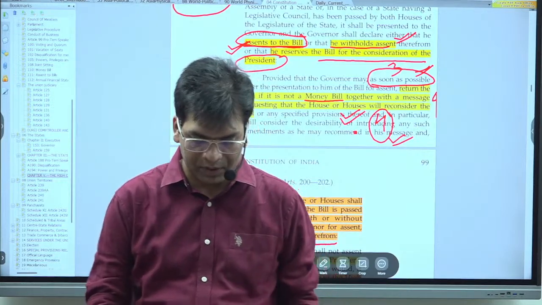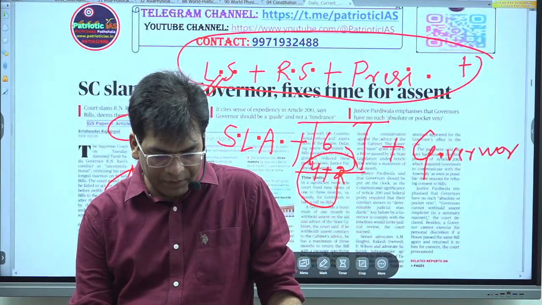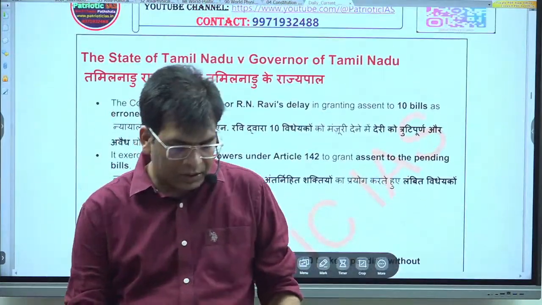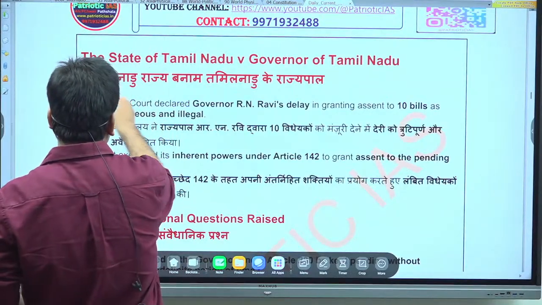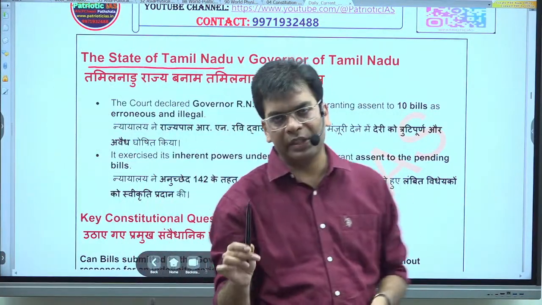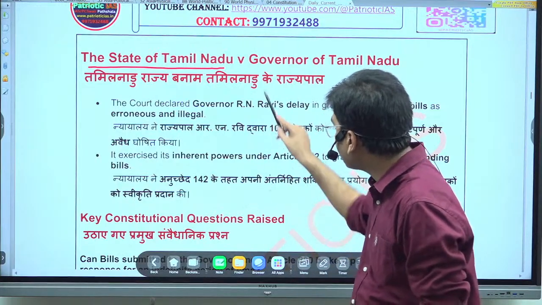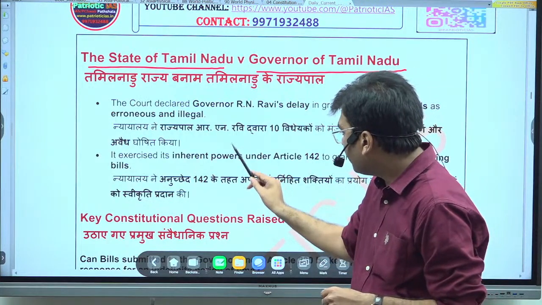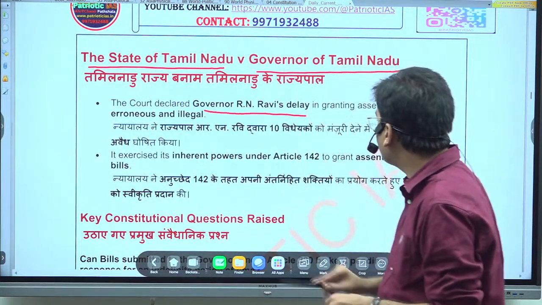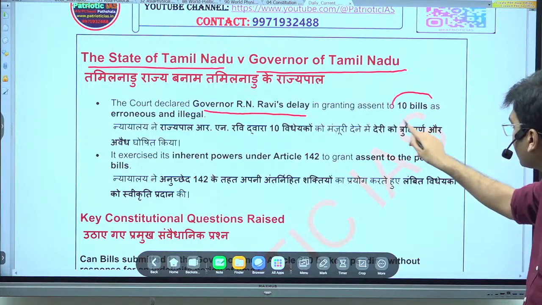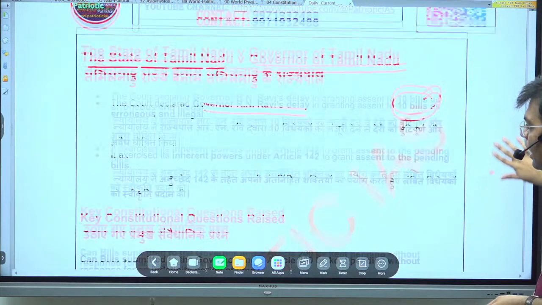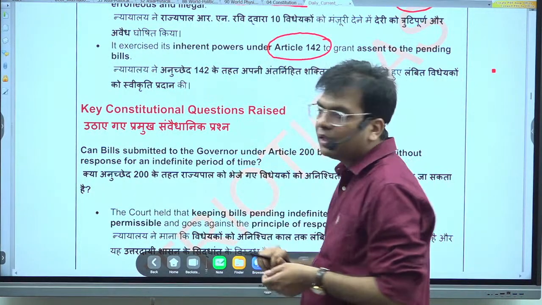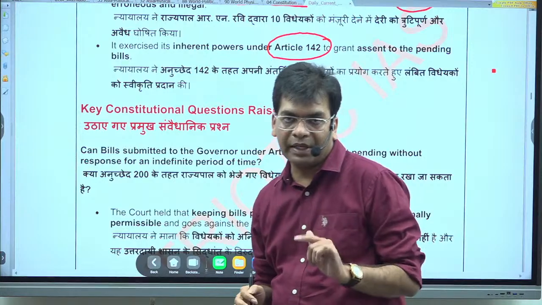Please write the name of this judgment as well. The name of the judgment is the State of Tamil Nadu versus Governor of Tamil Nadu. It is a very important judgment. Even in the mains, UPSC can ask this. Here you will find that the main tussle was due to the delay and assent not being given to the 10 bills.